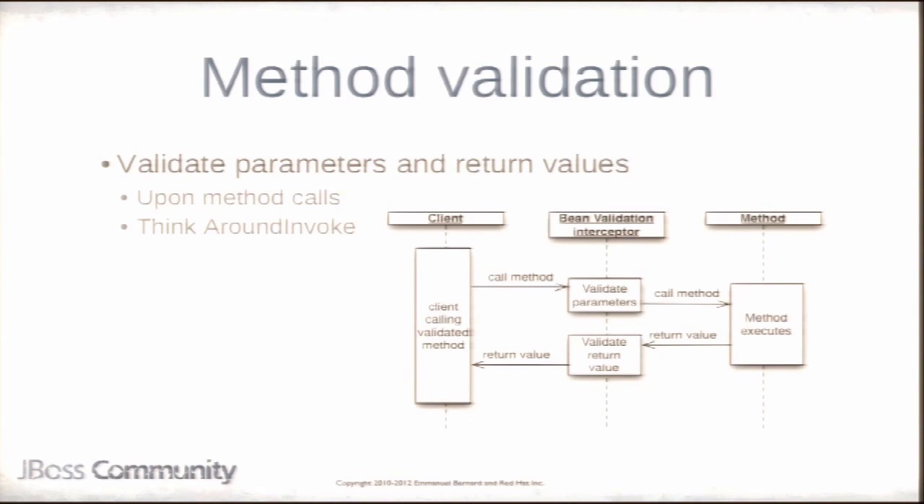We execute the method, get the return value. If the return value is valid, that's fine, we give that back to the client. If it's not valid, again, we raise an exception. We made sure to provide the right metadata information so that interceptor technologies could just skip the whole interception if there are no constraints on it, right? So you can very easily check if a method should be intercepted and actually intercept it or not.